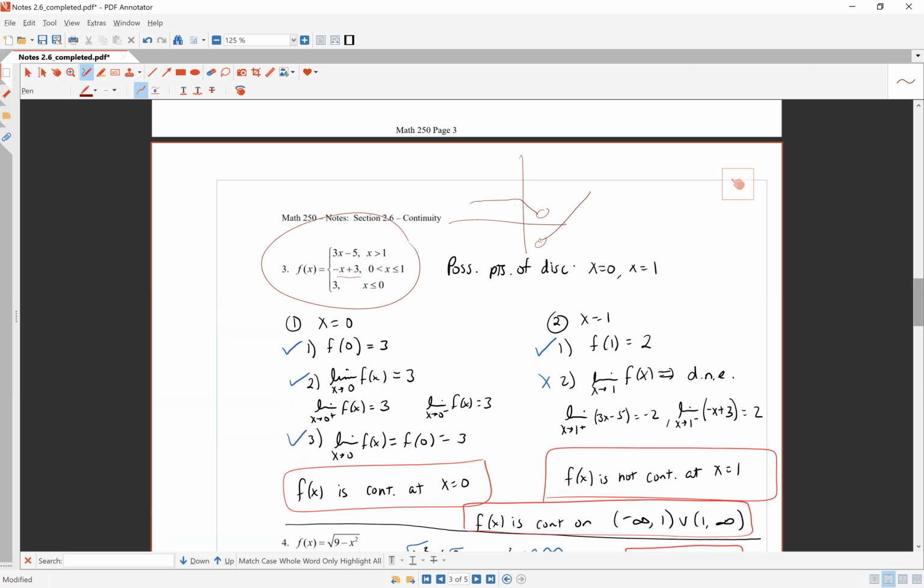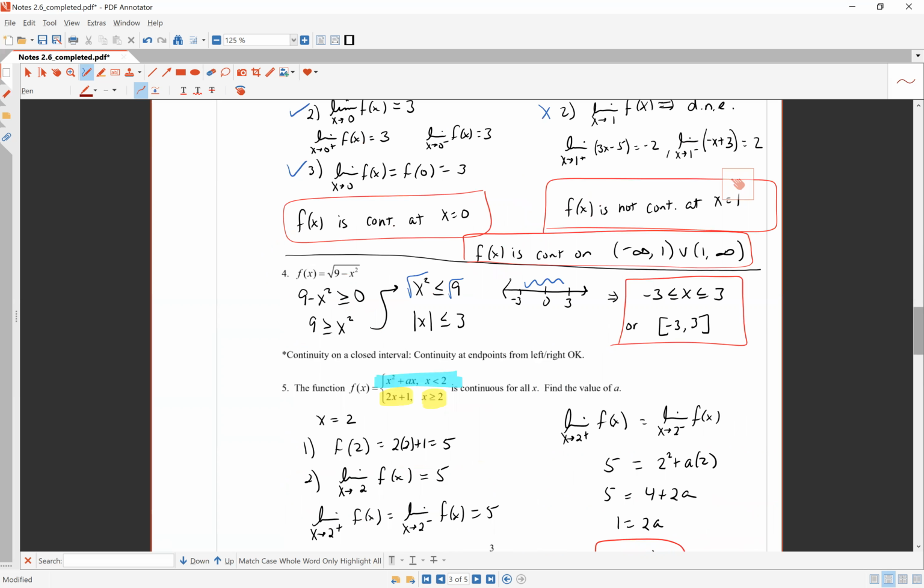Okay, so now 4, the square root of 9 minus x squared, well, that's just the upper part of the circle, x squared plus y squared equals 9. It's just the upper half of it. And so it turns out, I think it was in our first or second quiz, the domain is everything from -3 to 3. And it's continuous from -3 to 3.